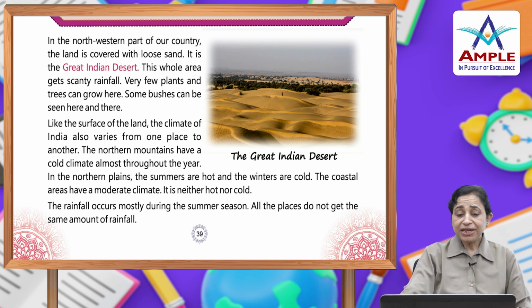Like the surface of the land, the climate of India also varies from one place to another. The northern mountains have a cold climate almost throughout the year. In the northern plains, the summers are hot and the winters are cold. The coastal areas have a moderate climate and it is neither hot nor cold. The rainfall occurs mostly during the summer season. All the places do not get the same amount of rainfall.